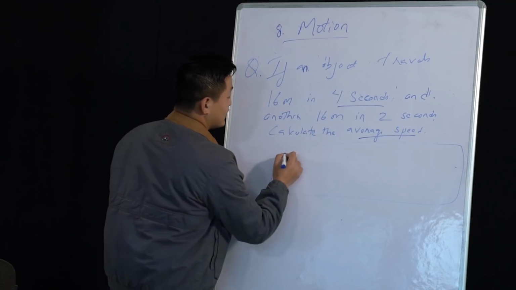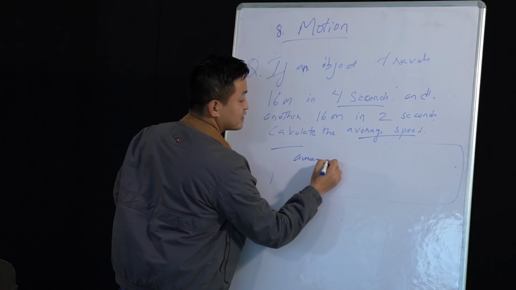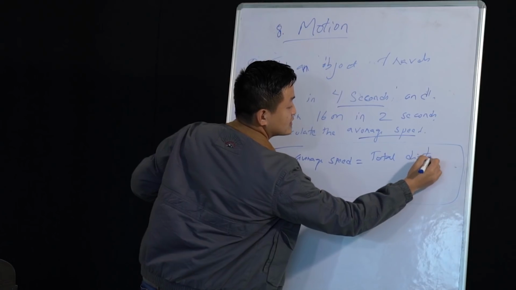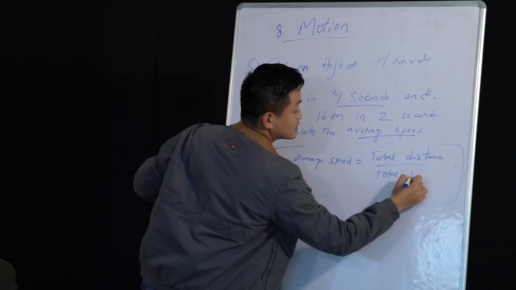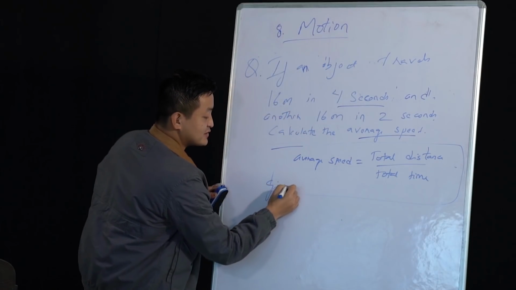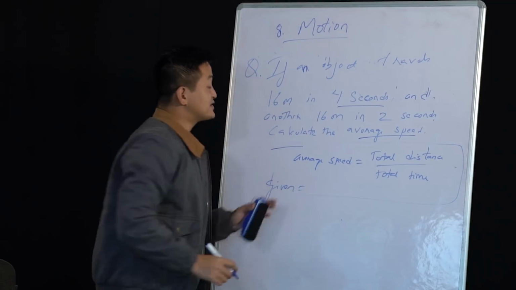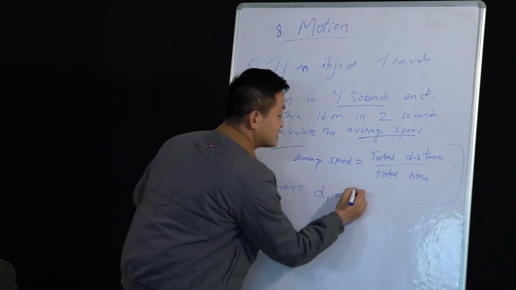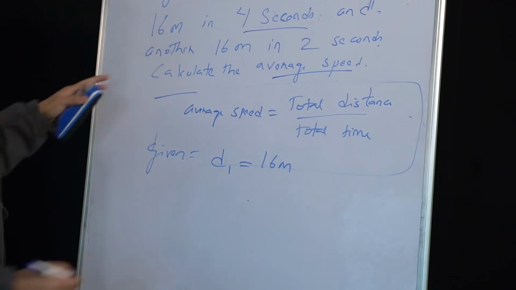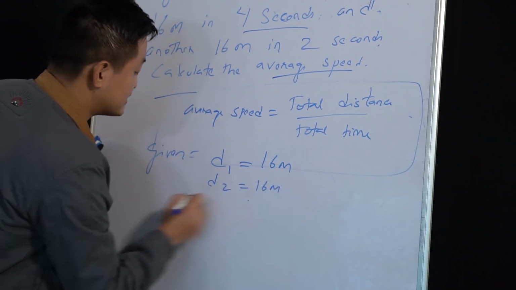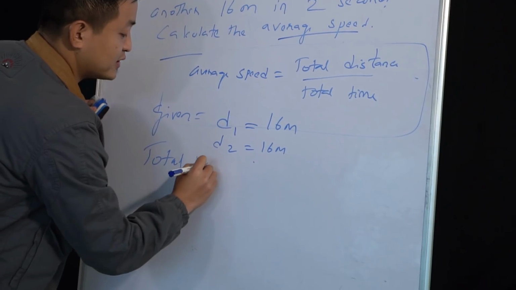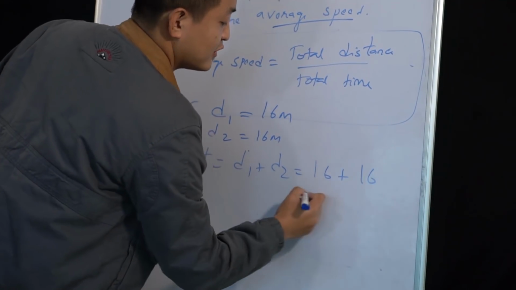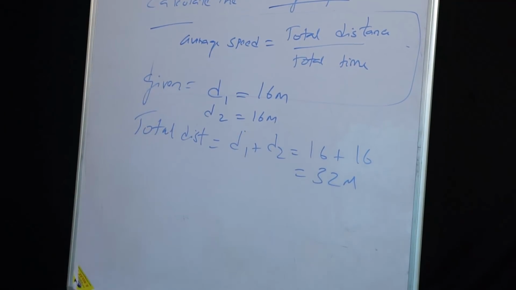So as I have mentioned, the formula for average speed is total distance by total time. So let's solve this quickly. Students, let's look here. We have two distances here. Let's call them D1 and D2. D1 we have 16 meter, D2 we have 16 meter. So the total distance would be D1 plus D2, which means 16 plus 16. So we have 32 meter. So we have the total distance here.